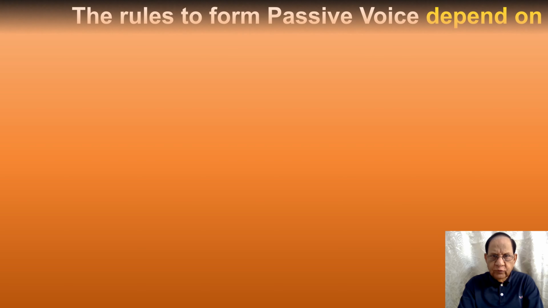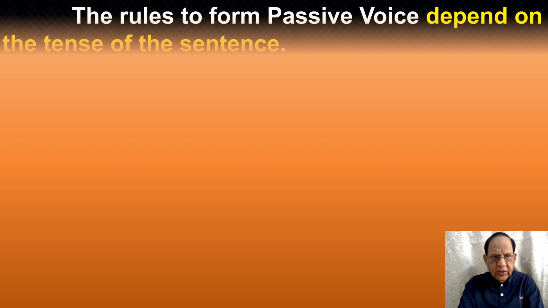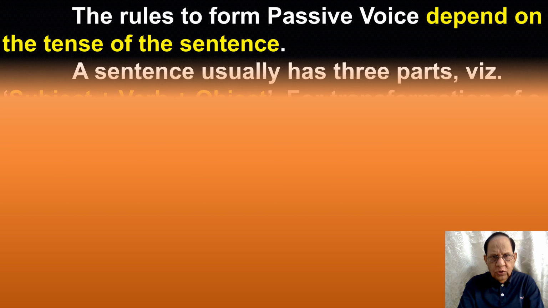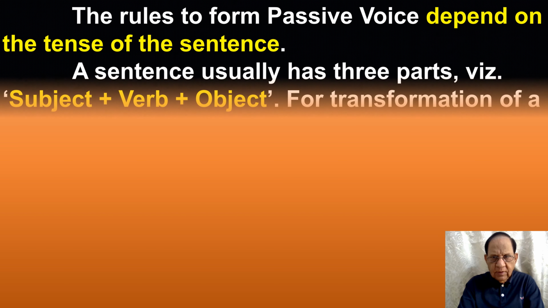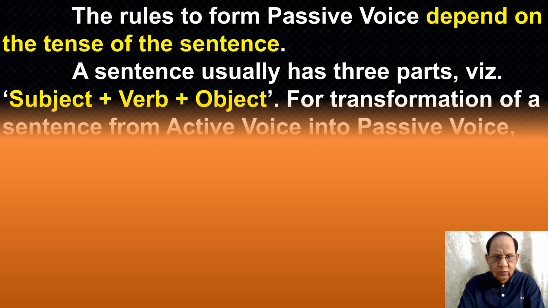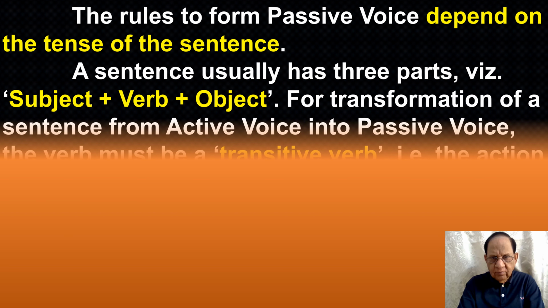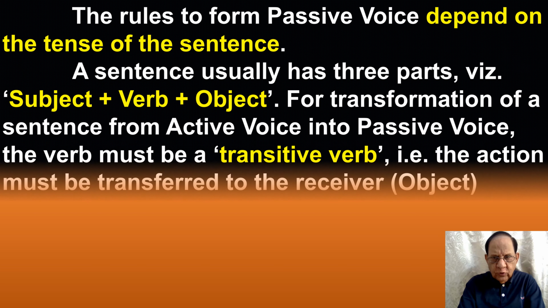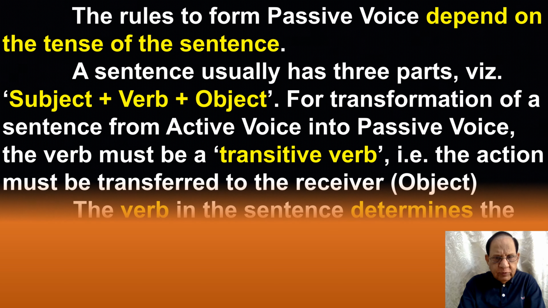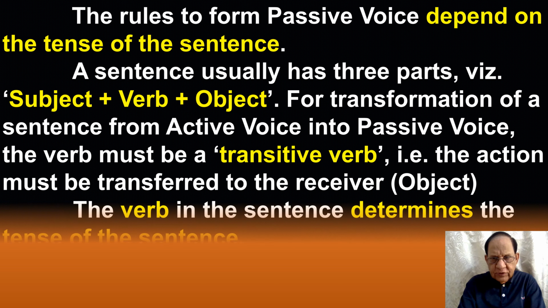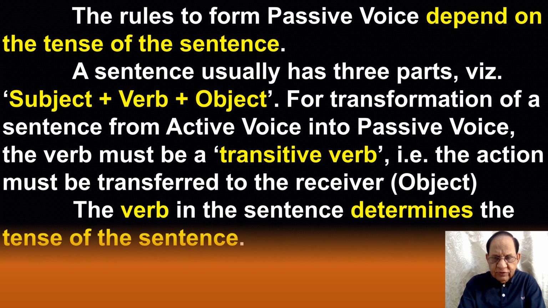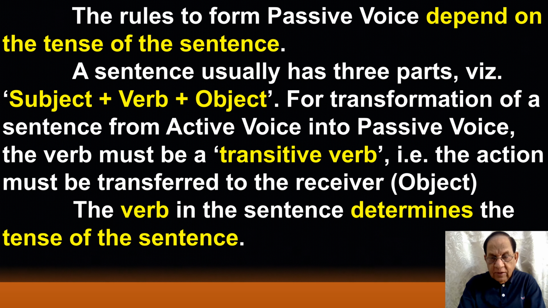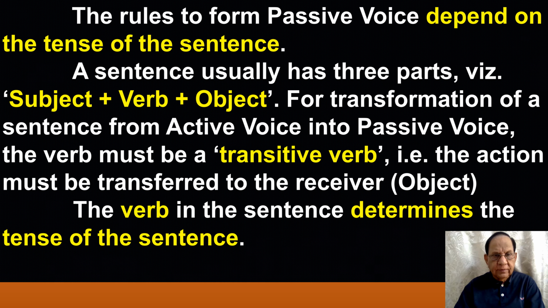The rules to form passive voice depend on the tense of the sentence. A sentence usually has three parts, namely subject, verb, object. For transformation of a sentence from active voice into passive voice, the verb must be a transitive verb. That is, the action must be transferred to the receiver, that is the object. The verb in the sentence determines the tense of the sentence.